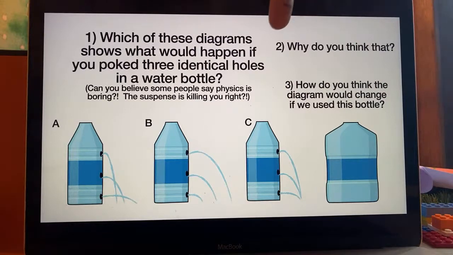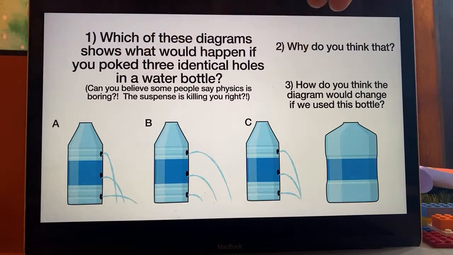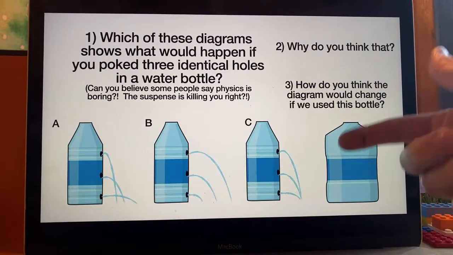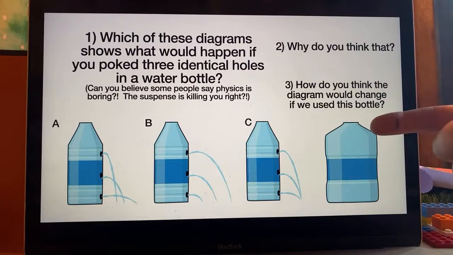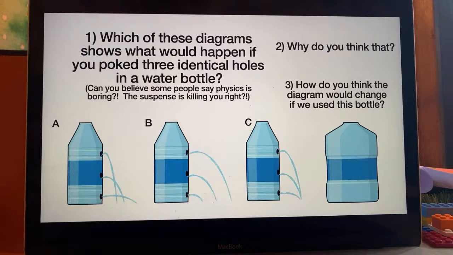Most important question is number 2. Why do you think that? So which one do you think's right, A, B or C? And why do you reckon? And then if you're done with that, how do you think the diagram would change if we used this bottle instead? So it's the same height as the other bottles, but it's much wider, it's a much bigger bottle.